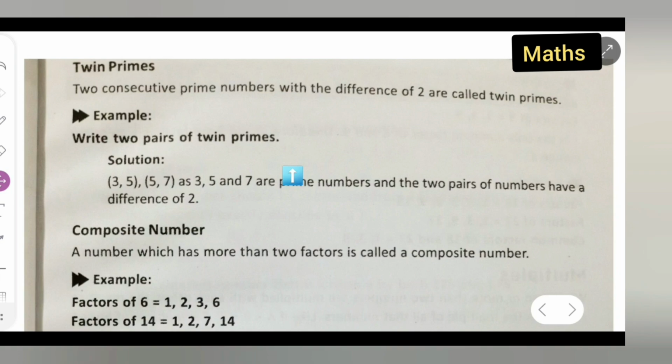Moving towards the next page, let us see twin primes. Two consecutive prime numbers with a difference of 2 are called twin primes. Example, write two pairs of twin primes. So these: 3, 5 and 5, 7. So 3, 5, 7 are prime numbers, and the two pairs of numbers have a difference of 2. Right? 3, 4, 5, 6, 7. So there, but what is the difference?